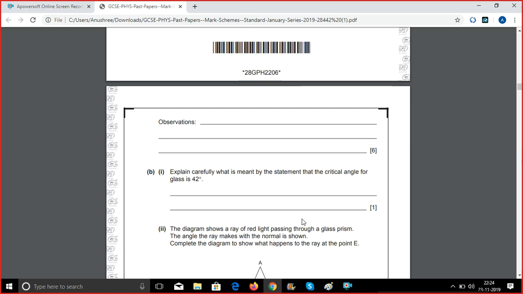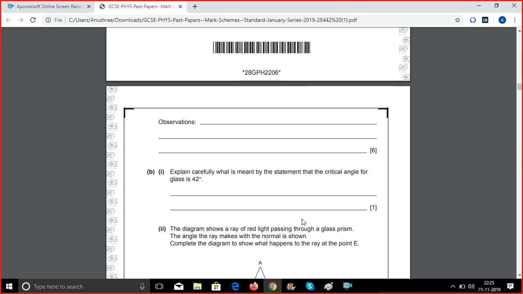Okay, now the next one. Explain carefully what is meant by the statement that the critical angle for glass is 42 degrees. The critical angle for the glass. Oh, the critical angle is a certain angle where if you shine the light into it, it'll just keep getting refracted, and it won't come out of the other end.